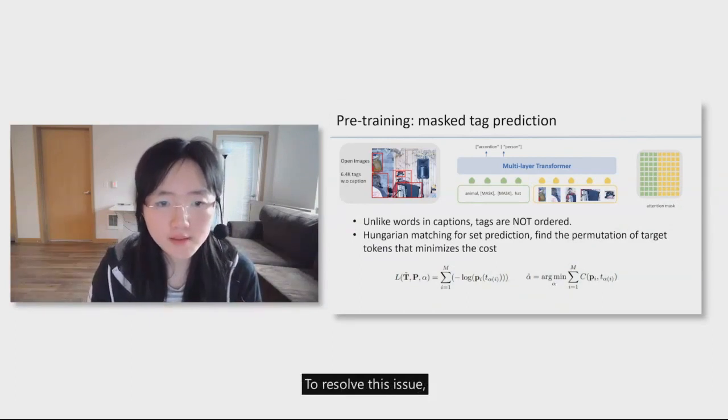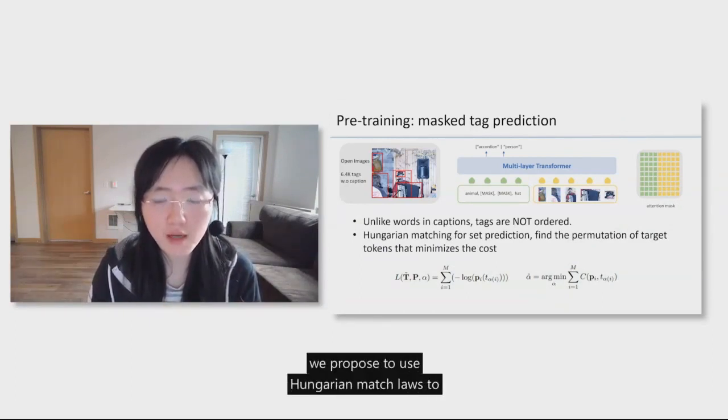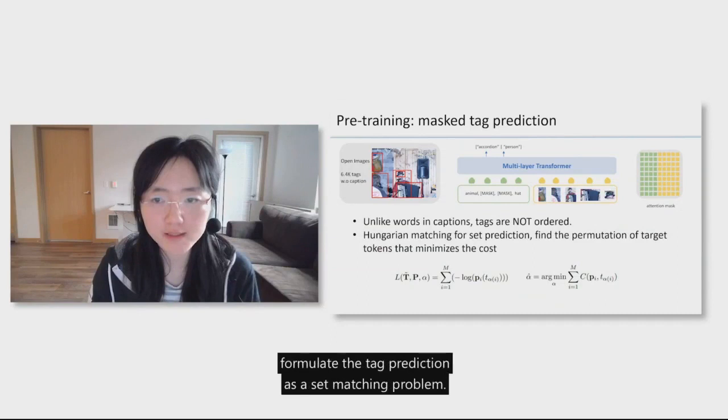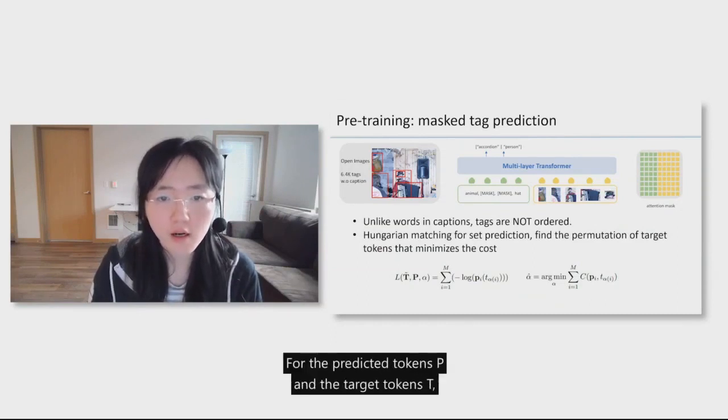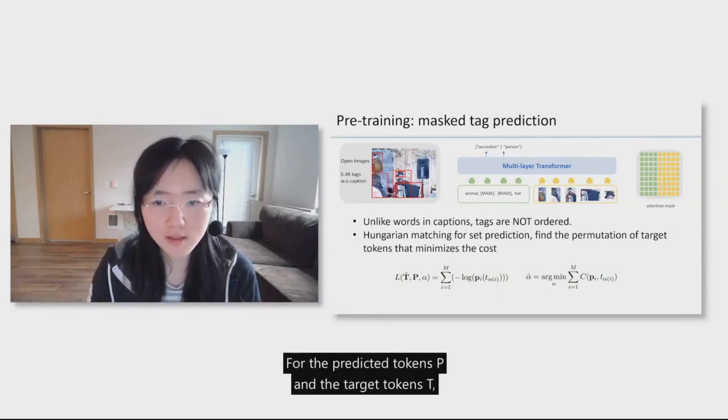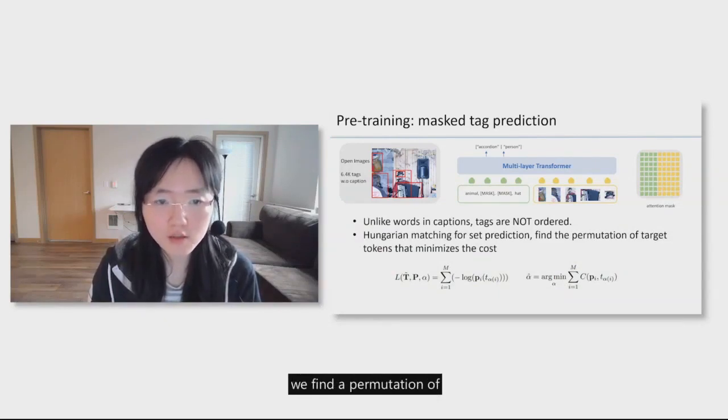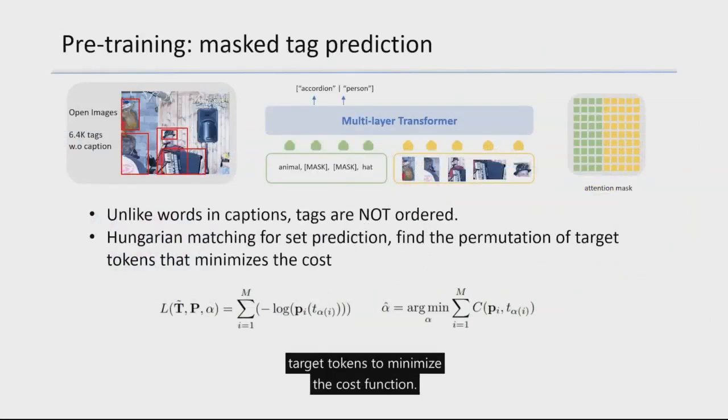And to resolve this issue, we propose to use Hungarian matching loss to formulate the tag prediction as a set matching problem. For the predicted tokens P and the target tokens T, we will find a permutation of target tokens to minimize the cost function. Then the loss is calculated as the cross-entropy loss between prediction and target tokens after permutation.